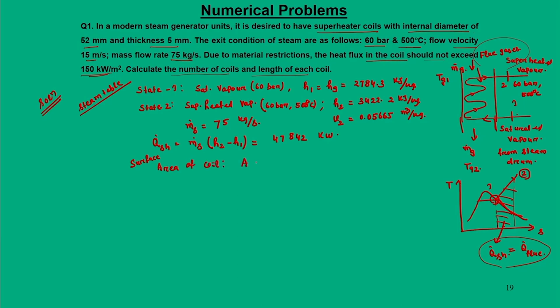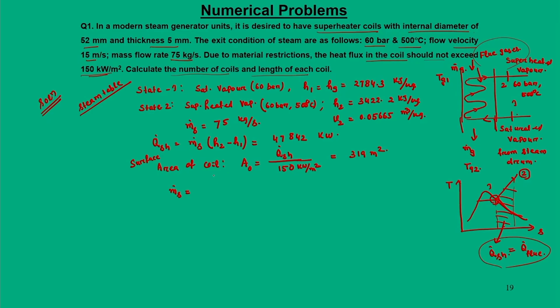So, that is A0, that has to be total QSH divided by 150 kilowatt per meter square. So, this number becomes 319 meter square. So, once you know the area, then we also require some information, we also require the mass flow rate.